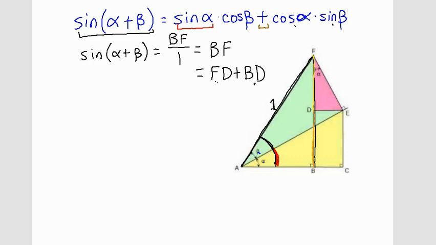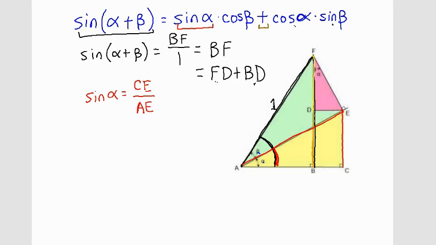So sine alpha, that would just be this angle right here. We're going to use the same approach. Sine alpha, the opposite side would be CE. So sine alpha, again, opposite over hypotenuse, we got CE over the hypotenuse, which is this side right here, AE.